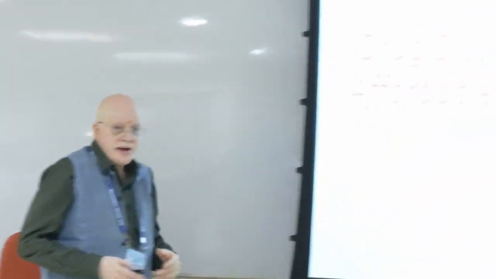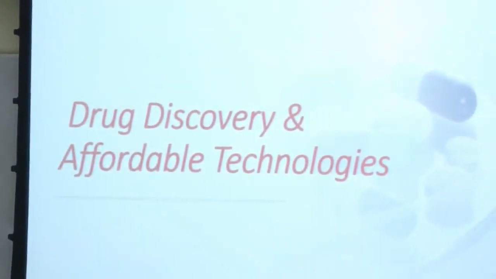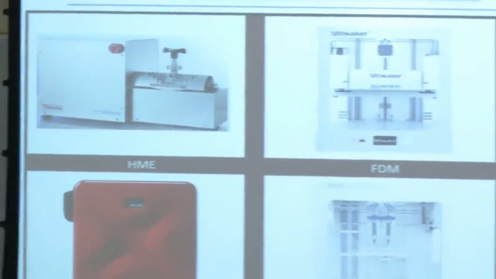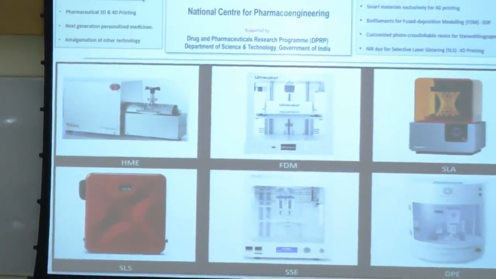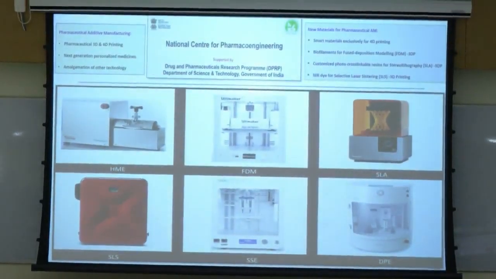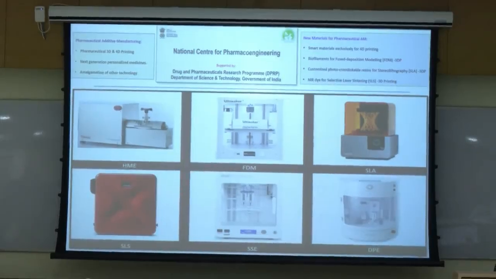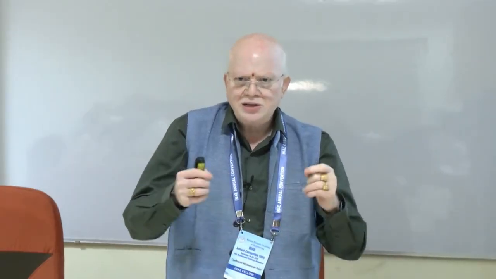Let me come to part B, drug discovery by affordable technologies. I want your attention now, because this is what we face daily and how it can be overcome. See, this is 3D printing. The Government of India, Department of Science and Technology, 7 years back awarded, after a lot of competition and iterations, the National Center for Pharmacoengineering. This is a classic example of interdisciplinary science: biology, pharmacology, mechanical engineering and pharmacogenomics.